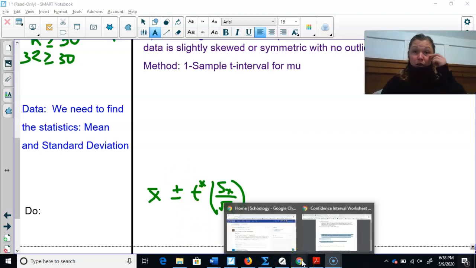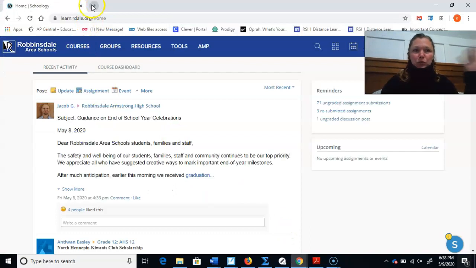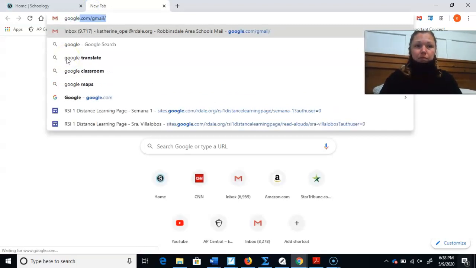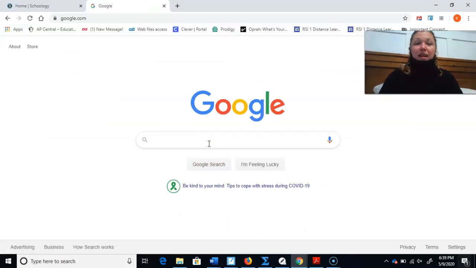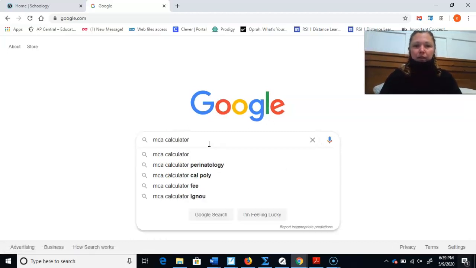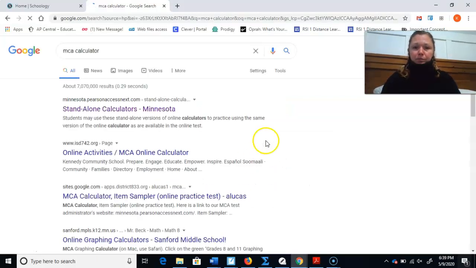What you're going to do right now, and I'll try to go as slow as possible, is go to your internet, I'm sorry, your Google or whatever web browser you use. I'm going to go to Google. Next, I'm going to search for MCA calculator. You may want to split your screen right now if you know how to do that, or you can just watch and pause it and practice as you go as well. Okay, so I do that. I get to my MCA calculator. I hit enter. And I see something called the standalone calculators.